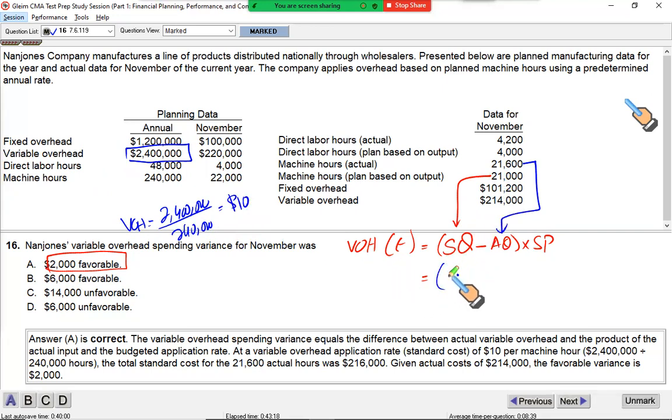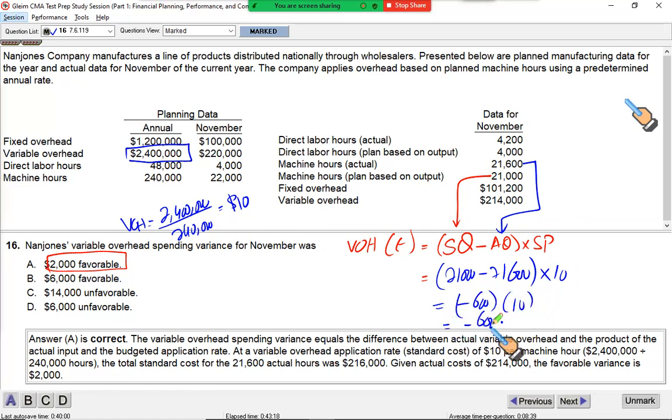We should have used 21,000 machine hours as per the standard. This is called the standard hours allowed for the output you produce. But the actual hours you used were 21,600. You used 600 hours more, multiplied by 10. So 21,000 less 21,600, you have negative 600 here. Negative 600 into 10, you will get negative 6,000.